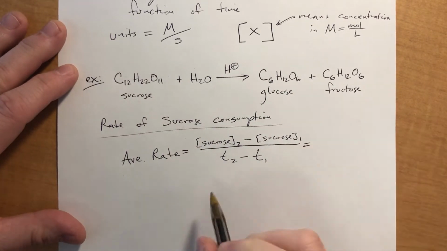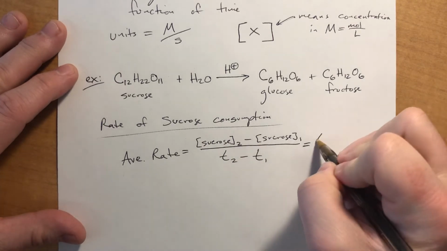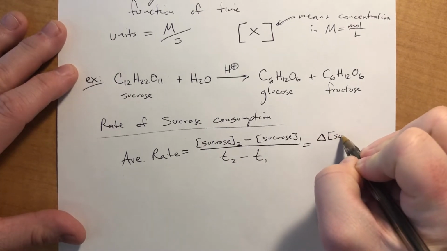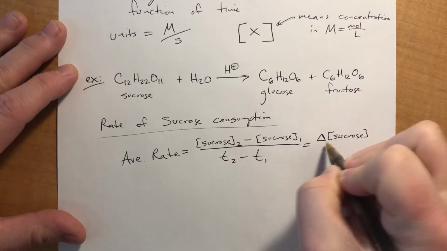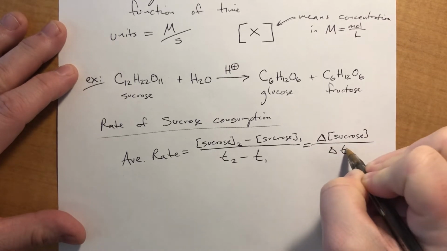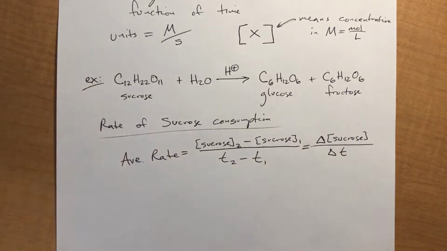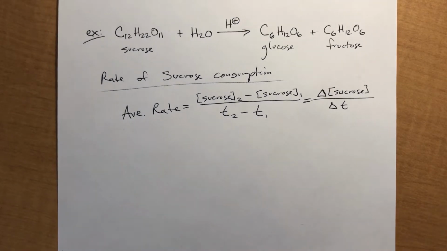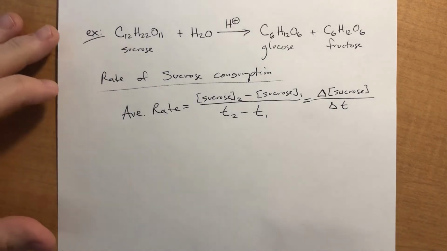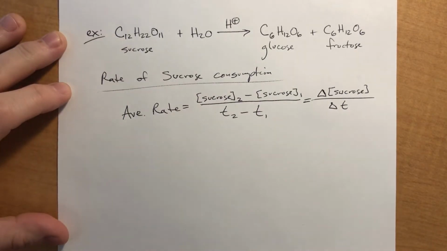The way we usually abbreviate this is the change in concentration of sucrose divided by the change in time. This triangle is delta, and it just means change in. We saw it with delta H, and we've seen it in other places, but that's what it means. So let's use some made up numbers, just something to plug in to see how this works. What we're going to have is a table.